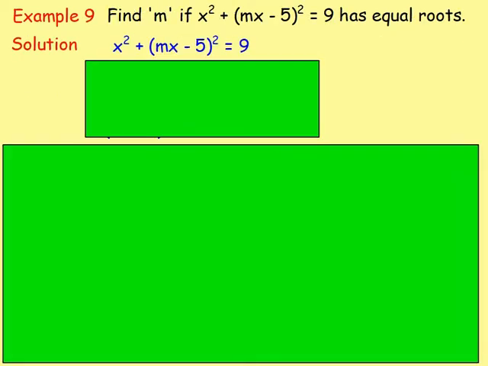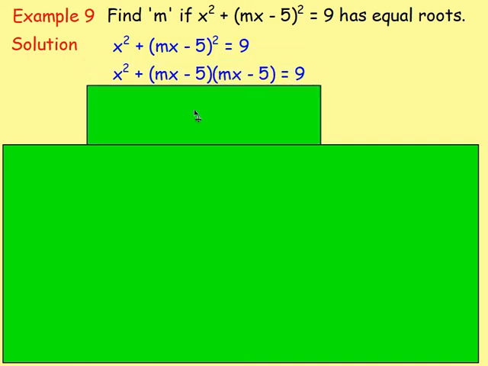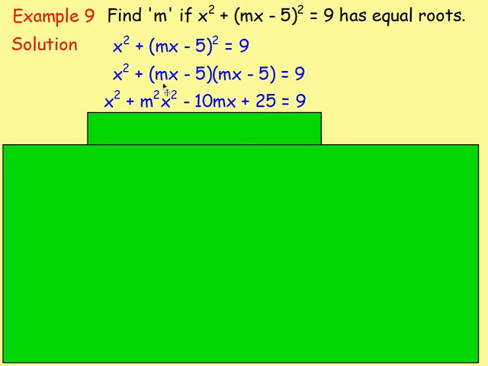Example 9. Find m if (x squared plus mx minus 5) all squared equals 9 has equal roots. So for this one, we've got (x squared plus mx minus 5) all squared equals 9. From there, multiply out the brackets. So we've got (x squared plus mx minus 5)(x squared plus mx minus 5) equals 9. From there, x squared plus, if you do mx times mx, well, mx means m times x. So really you've got m times x times m times x. So you've got m squared and you've got x squared. You'd have minus 5mx is minus 10mx, and you've also got plus 25, and that would equal 9.